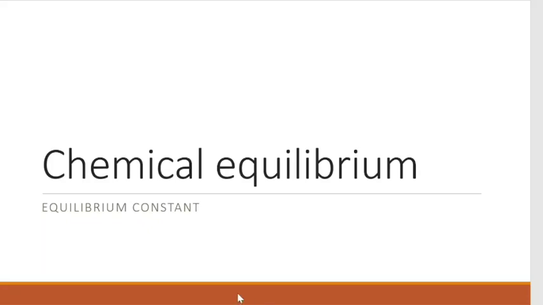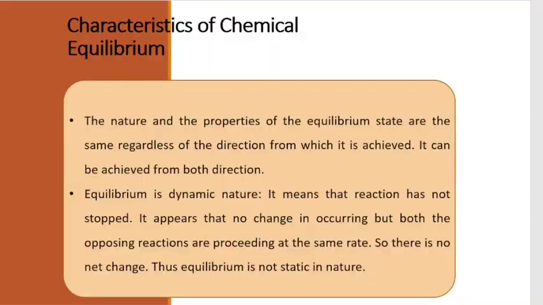Right. The first one, characteristics of chemical equilibrium. We know that chemical equilibrium is established in a reversible reaction. If the reaction is reversible, then only can we expect chemical equilibrium, right? Suppose we consider the reaction between H2 and I2 in a closed vessel. No doubt H2 and I2 combine together to produce HI, and after some time they establish equilibrium.